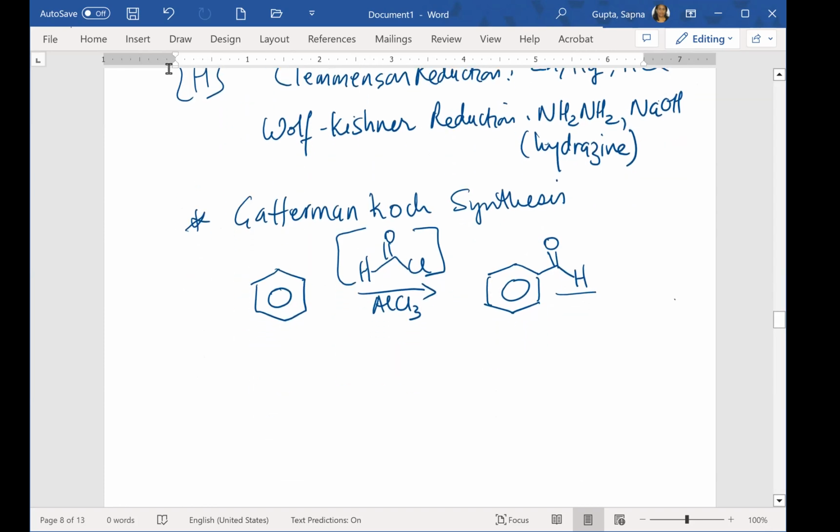So the Gattermann-Koch synthesis is actually carbon monoxide and HCl and aluminum chloride. These two, when they combine, will generate this intermediate. And that is how you get the aldehyde group on the benzene ring. Okay, so you still need the catalyst. And this is, of course, benzaldehyde.